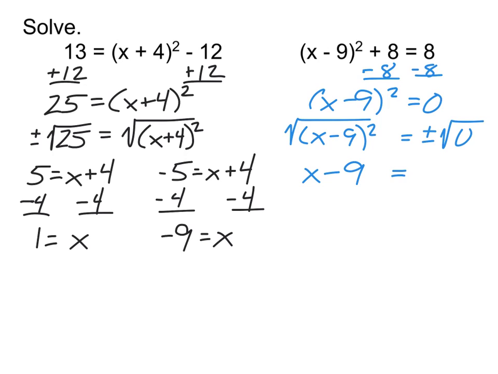So in this case, x minus 9 equals 0, and that's all. We won't end up with two separate equations because there only is the one. And so then we go ahead and we add the 9 to get our final answer. And so here, x just equals 9.